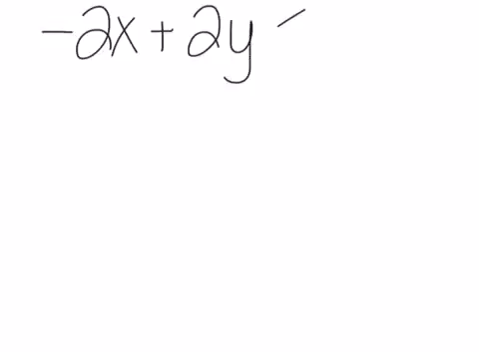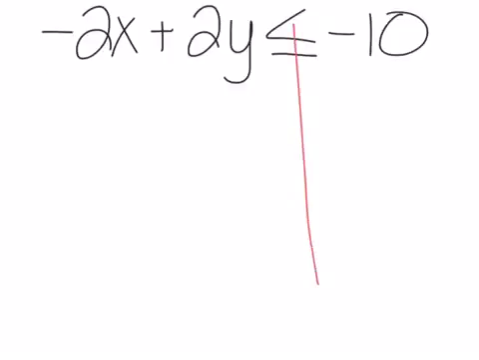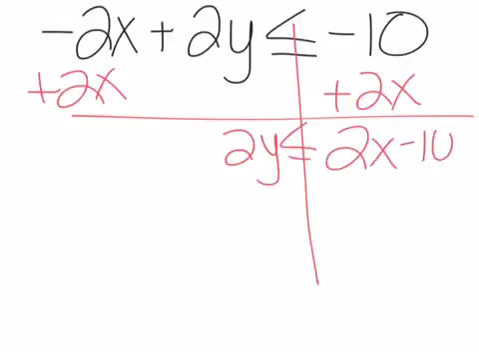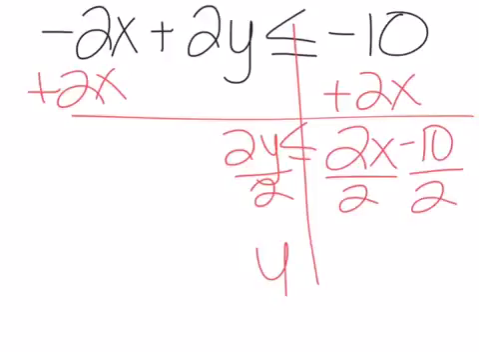Now on the same graph, I want you to take another color and graph the inequality negative 2x plus 2y is less than or equal to negative 10. In order to get y by itself for this inequality, I need to add 2x to both sides. I get 2y is less than or equal to 2x minus 10. And now I divide both sides by 2. My inequality is y is less than or equal to x minus 5.